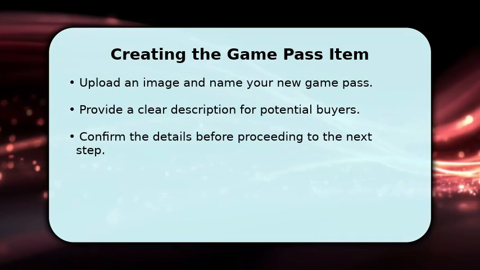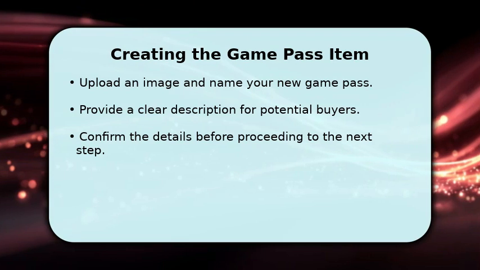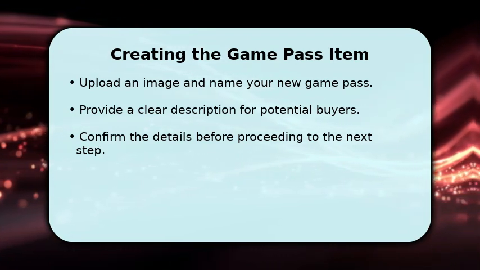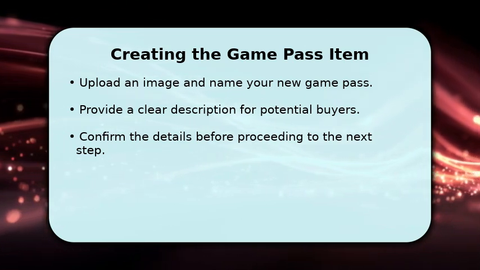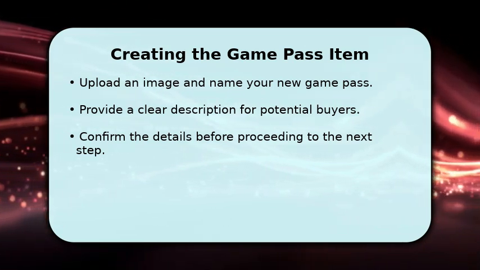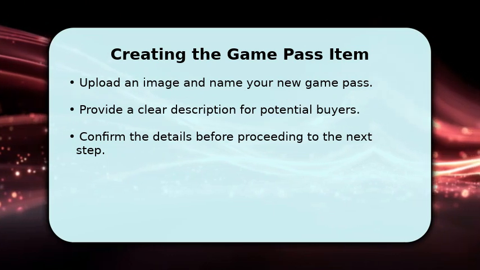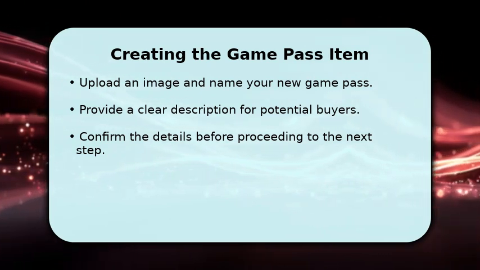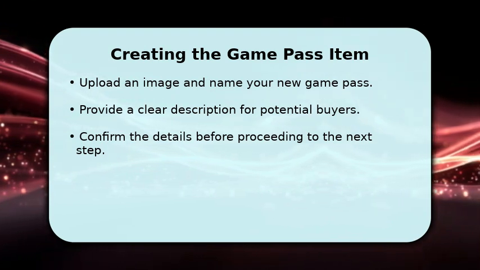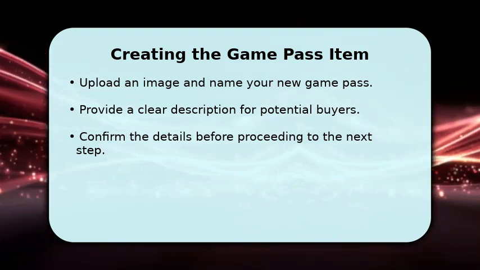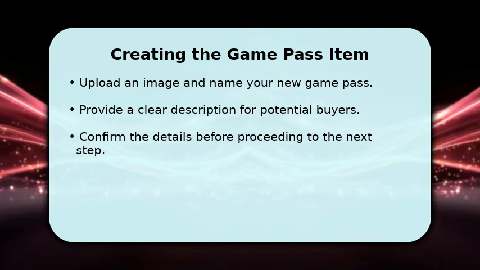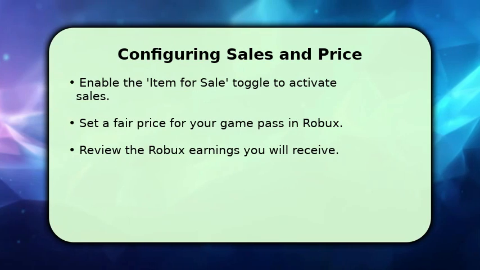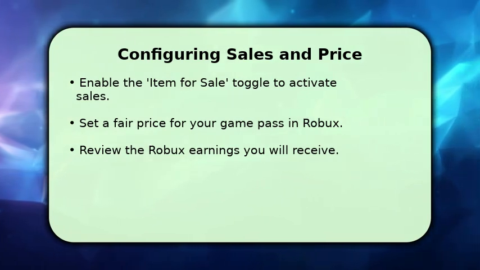Once in the Create section, find your game and click on it. Then, look for the Associated Items tab on the left-hand menu and select Game Passes. Click the Create a Pass button. You'll need to upload an appealing image, give your game pass a memorable name, and write a concise description. This information helps players understand what they are purchasing. After creating the pass, click on it to configure its settings.